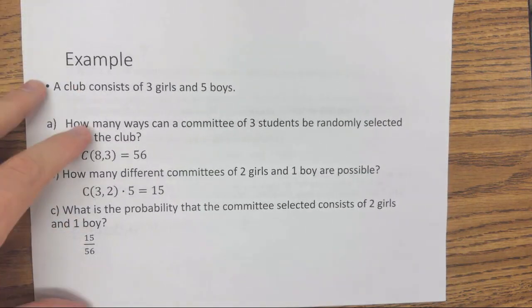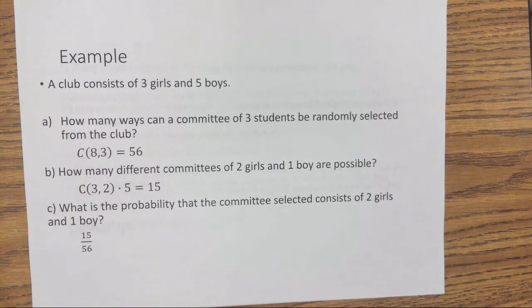Okay, let's look at a different example. So there's a club. It consists of 3 girls and 5 boys, so 8 kids total. How many ways can a committee of 3 students be randomly selected from the club?